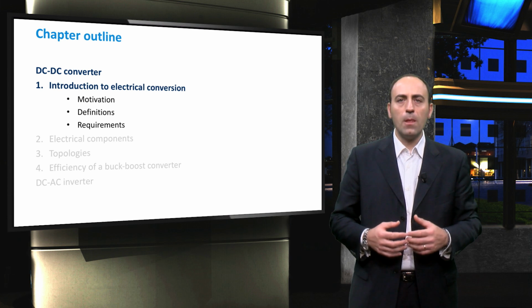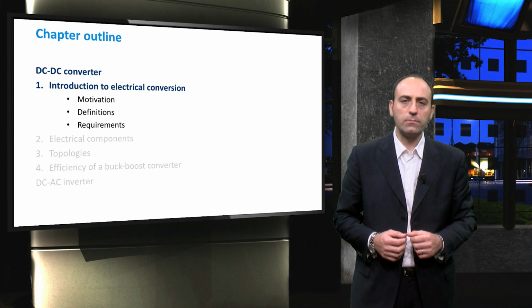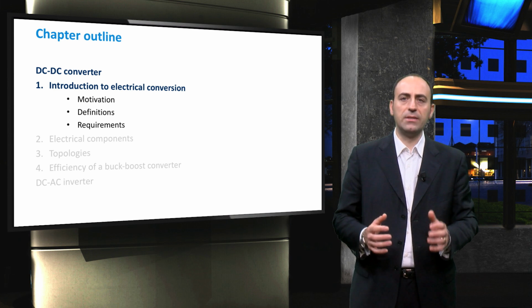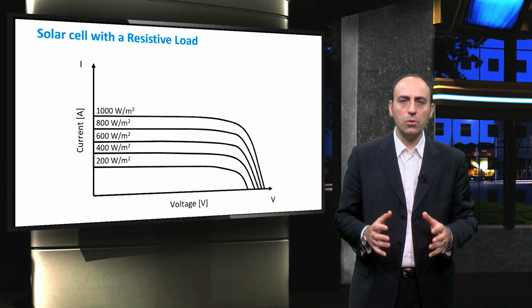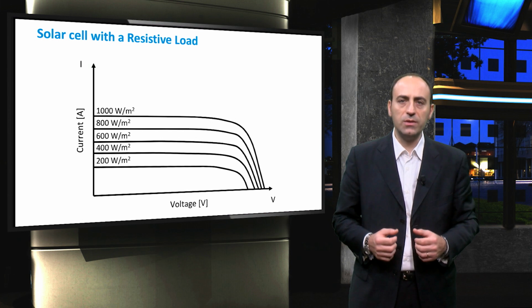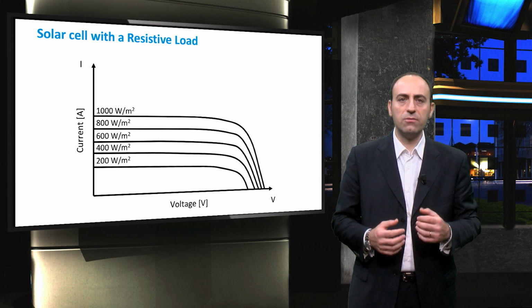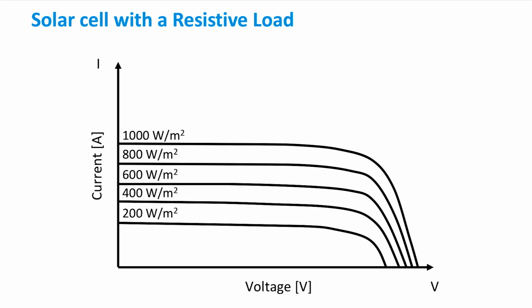In this video, we shall explain the importance of a converter, give you its definition, and then its requirements. Let's start with some basic concepts. A PV module is a voltage-driven current source, and its IV characteristics depends on environment conditions, such as the irradiance falling on the module. For each of these curves, we can identify the maximum power point.